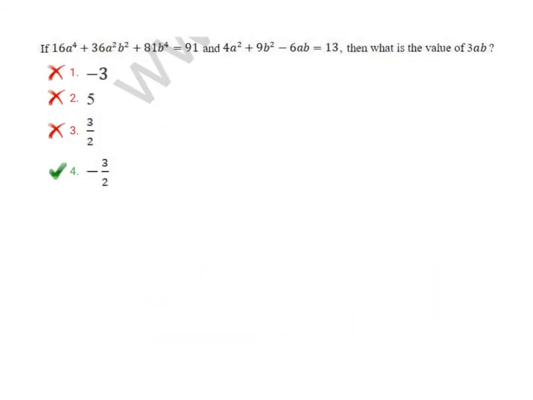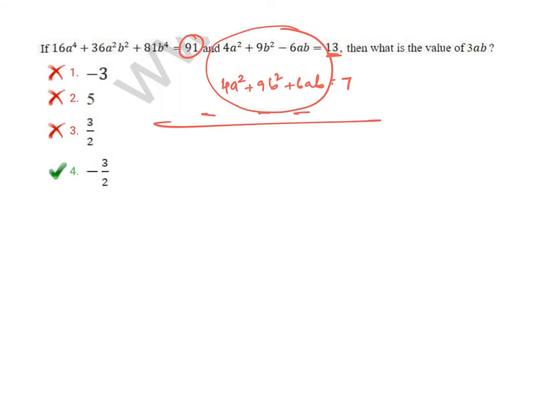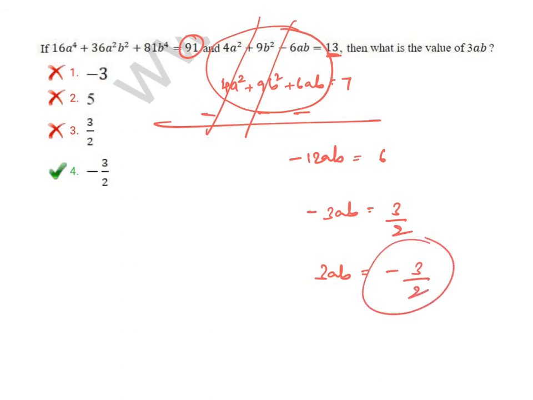Now 16a to the power of 4 plus 36a squared b squared plus 81b to the power of 4 is equal to 91. So he is giving you 4a squared plus 9b squared minus 6ab. If I take 4a squared plus 9b squared plus 6ab, these two product will be 91. This is 13, which means the remaining is 7. Do minus minus minus. 4a squared, 9b squared cancel. Minus 12ab is equal to 6. So divided by 4, minus 3ab is equal to 3 by 2. Therefore 3ab is equal to minus 3 by 2 is our answer here.